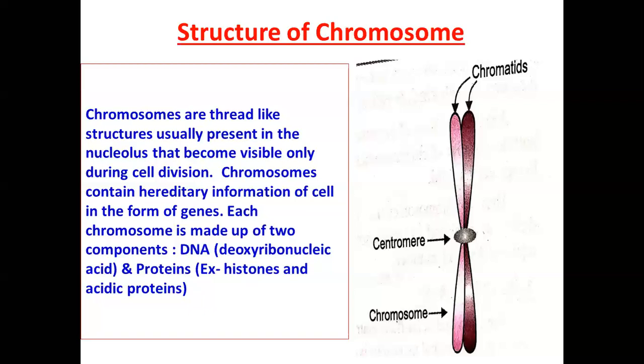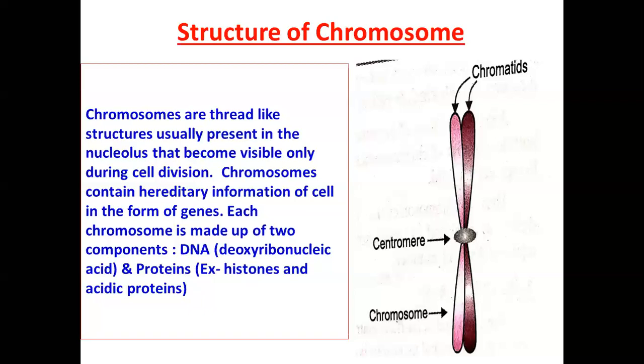Now, on the basis of the centromere, chromosomes are divided into different types: metacentric chromosome, submetacentric chromosome, acrocentric chromosome, and telocentric chromosome. Suppose the chromosome in which the centromere is near the middle, and the two arms are almost equal in length, is called a metacentric chromosome. In a submetacentric chromosome, the centromere is slightly away from the middle part, and consequently one arm is slightly shorter and the other arm slightly longer.